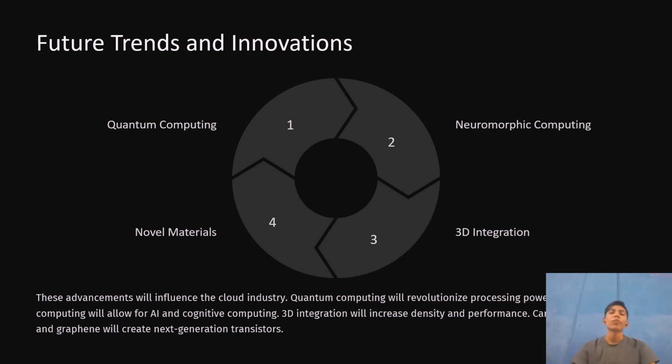Quantum computing and neuromorphic chips, which we discussed in data centers, along with novel materials and 3D integration. These advancements will influence the cloud industry. 3D integration will increase density and performance, so it means that these are our future trends, and we will use them. It will increase the performance of the system. AI is everywhere now. Neuromorphic chips and novel materials are future trends about that.